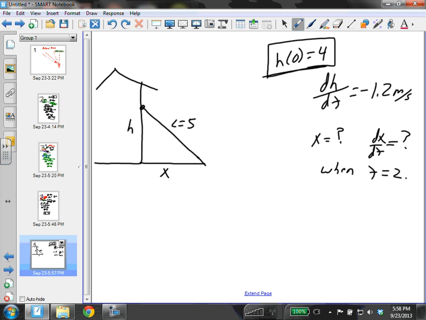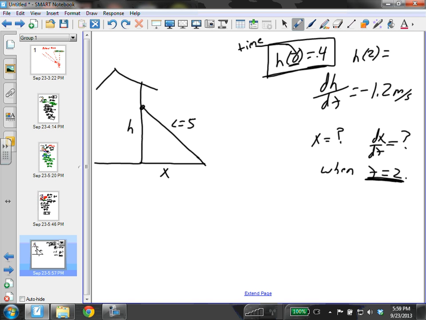See, h was equal to 4 at 0. This 0 right here is a time. That is an initial condition. So when everything started, h was 4. But we're asked about what's happening when t equals 2. So we don't need to know what h was when we started. What we're really concerned with is where h is 2 seconds later. We need h of 2.